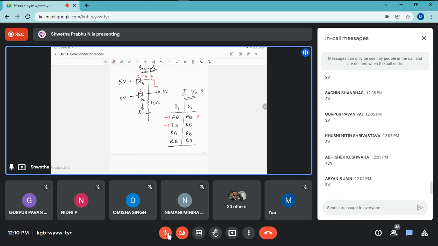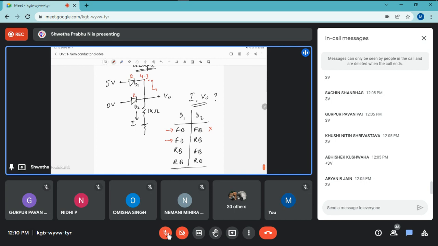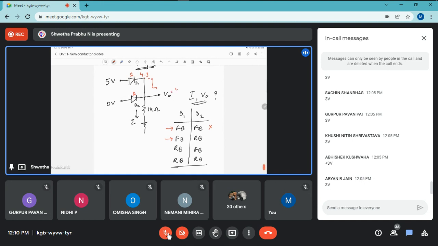So diode 2 is reverse biased, which means I'll consider this as an open switch. 4.3, right? I'm sorry, 4.3. So with respect to the second diode, D2 is reverse biased, so I'll make that an open switch. So I'll get the output only with respect to diode D1, and that output will be equal to 4.3 volts.